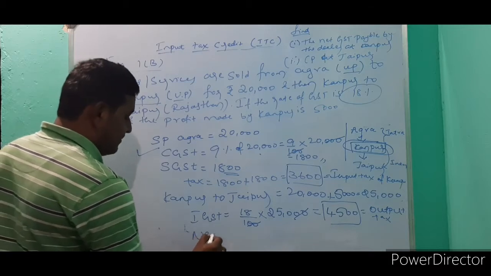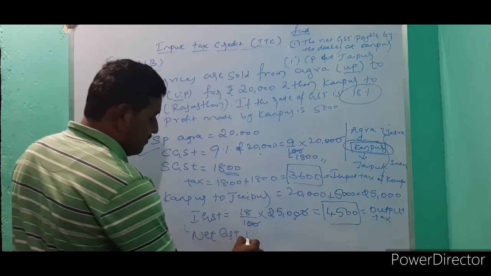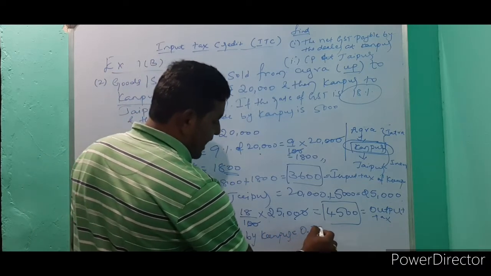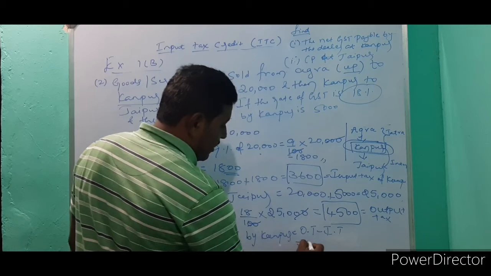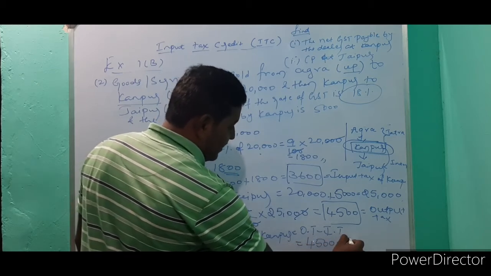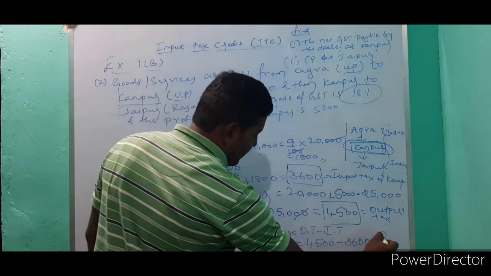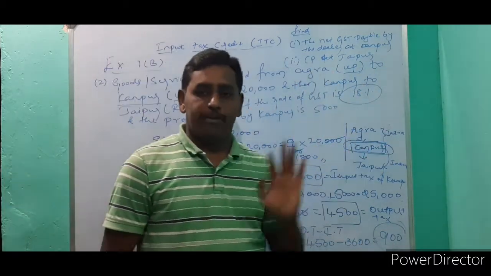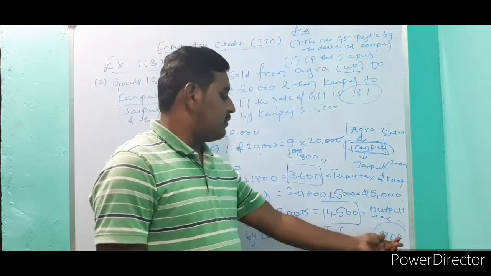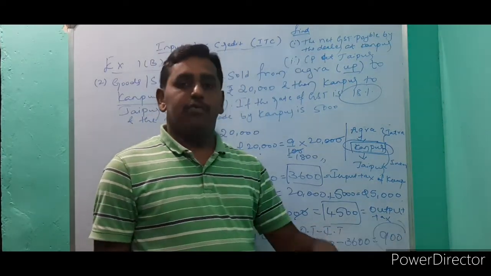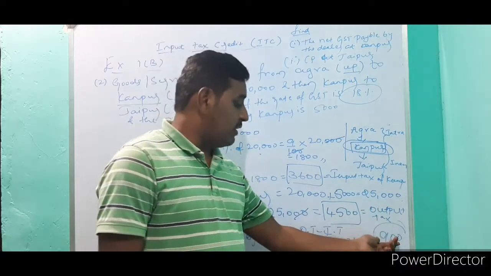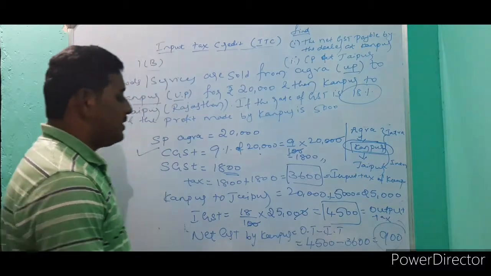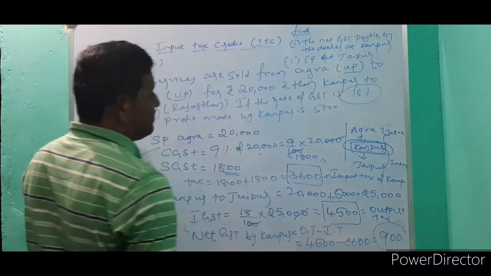Net GST by Kanpur is output tax minus input tax. Output tax is 4,500. Input tax is 3,600. 900. This amount will go directly to government. So this amount is after subtracting output tax minus input tax, the amount we are getting, 900, this amount goes to government. So next we have to find cost price of Jaipur.